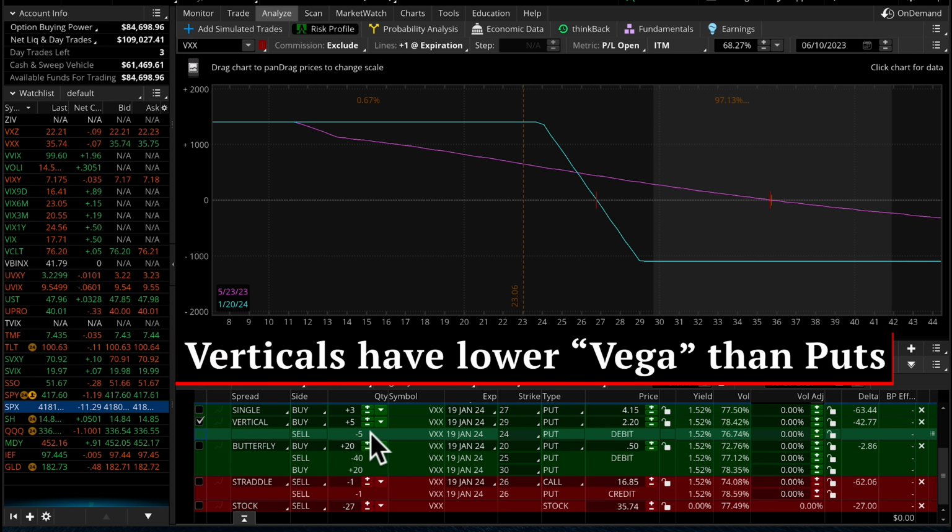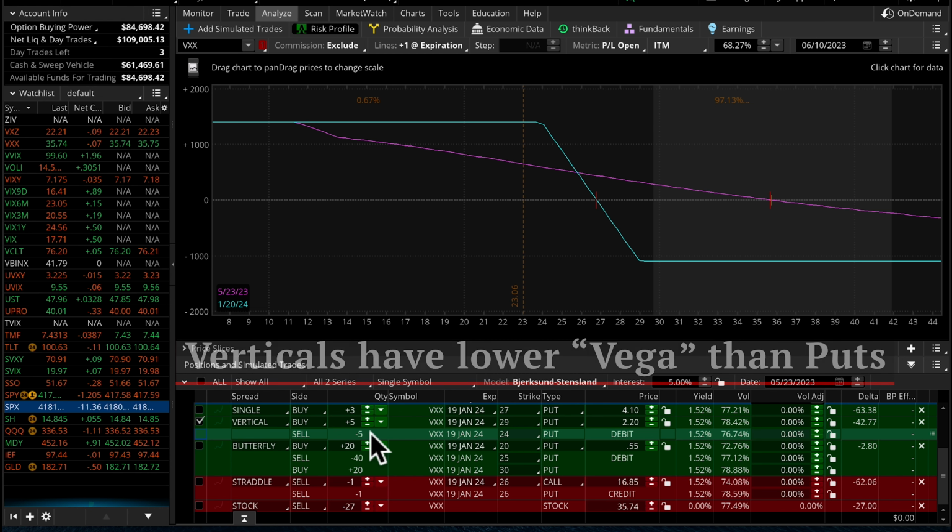This vertical spread is going to have a much lower Vega factor. Again, we will get into that in follow-ups, but just remember that part. Vertical put spreads are different than long put options.